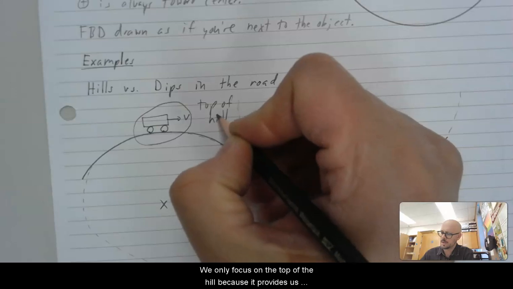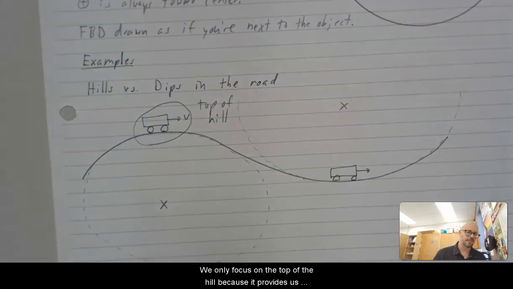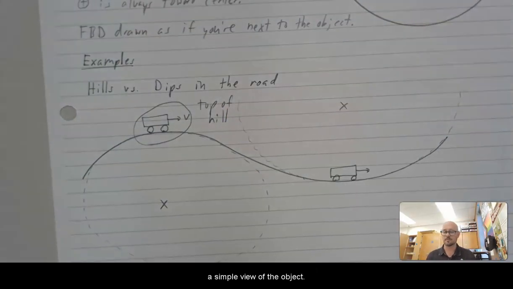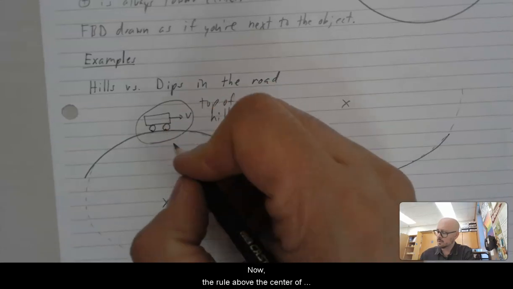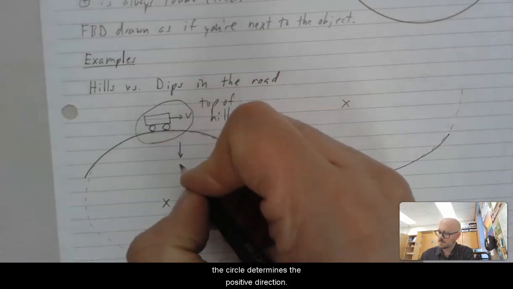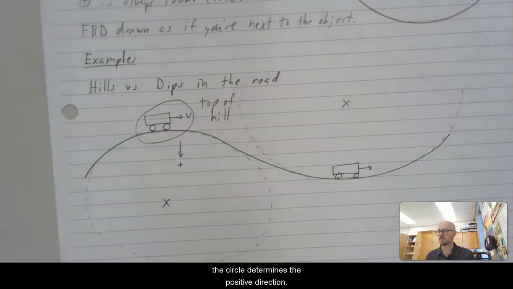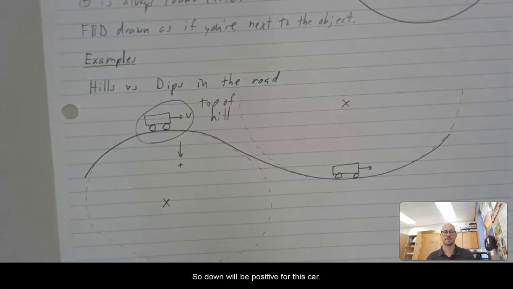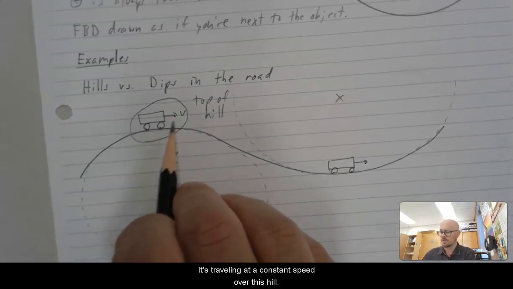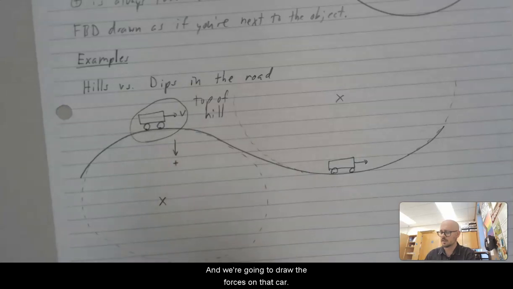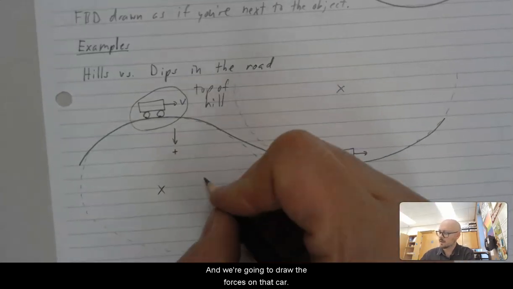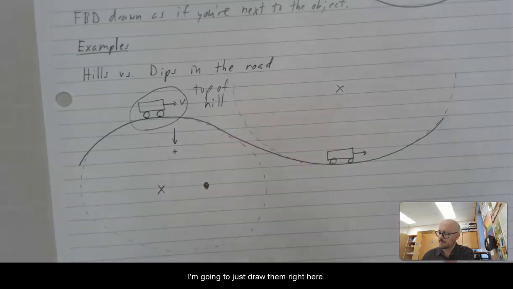We only focus on the top of the hill because it provides us a simple view of the object. Now, the rule above, the center of the circle determines the positive direction, so down will be positive for this car. It's traveling at a constant speed over this hill, and we're going to draw the forces on that car. I'm going to just draw them right here.